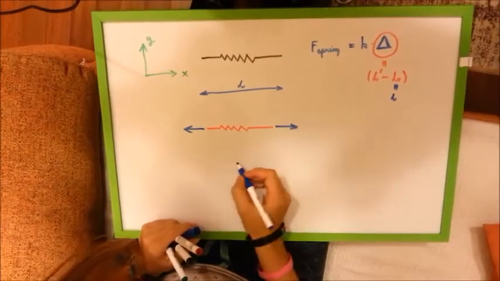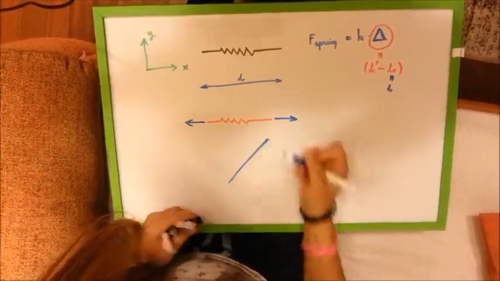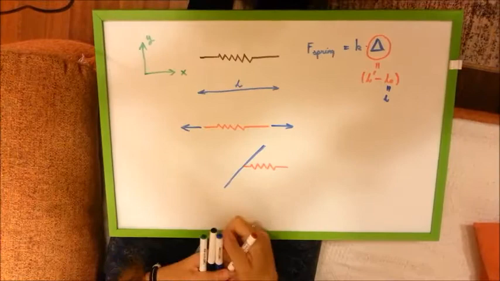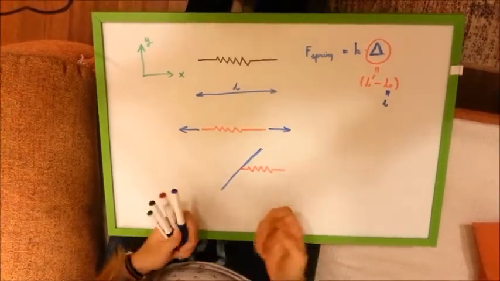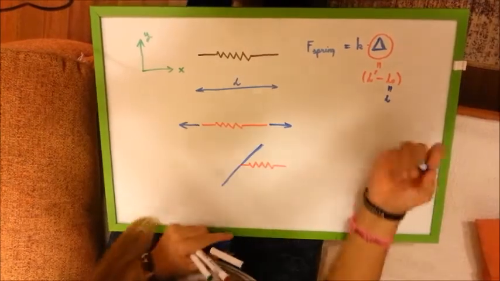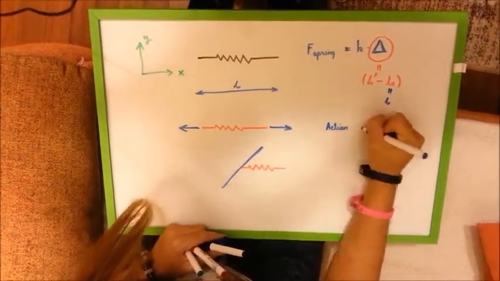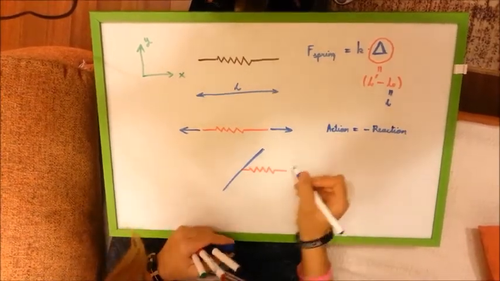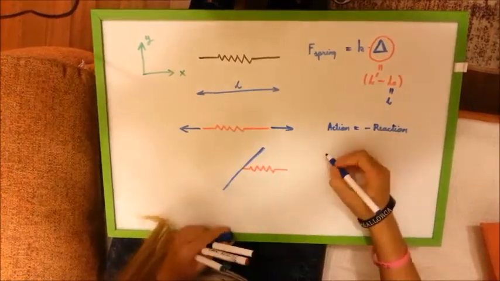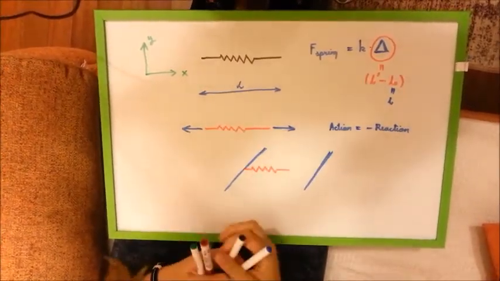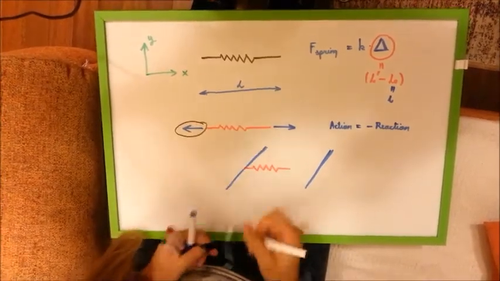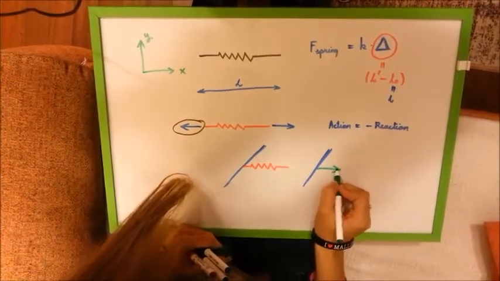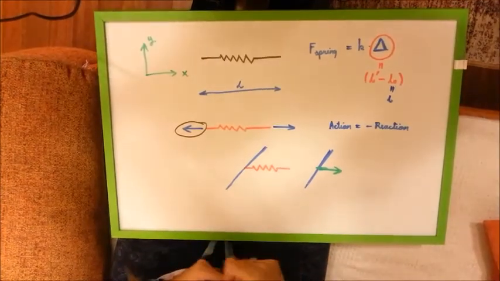So, for example, if we have a rod, and here we have a spring attached to it, because of Newton's third law, that action equals minus reaction, if the spring exerts a force in this way on the rod, the force on the spring will be in the opposite direction, so it would be like this.